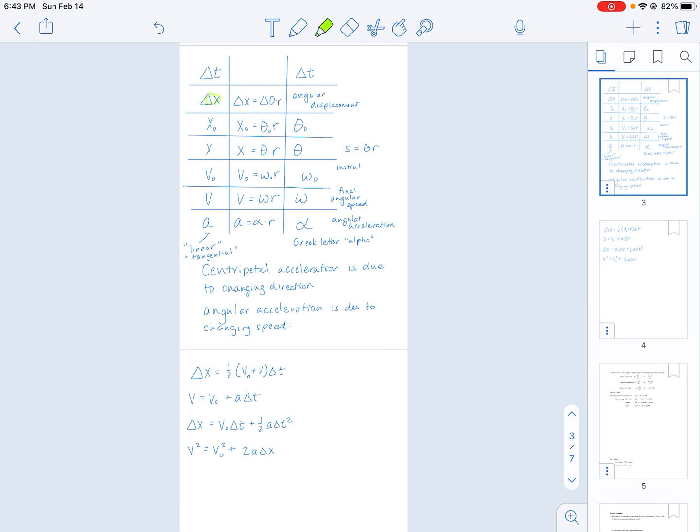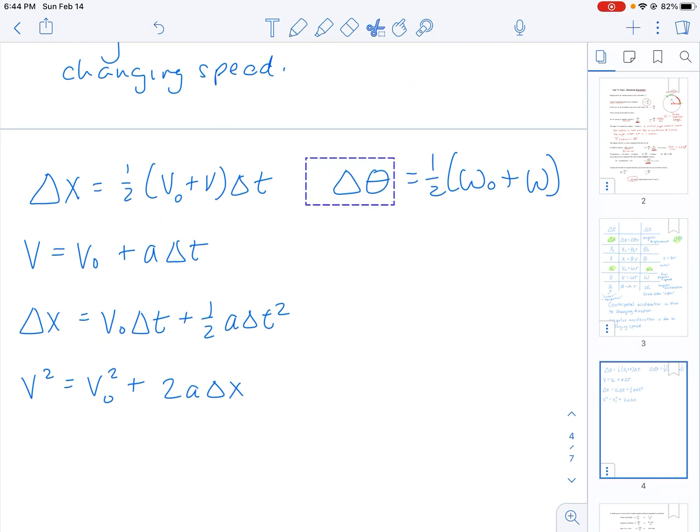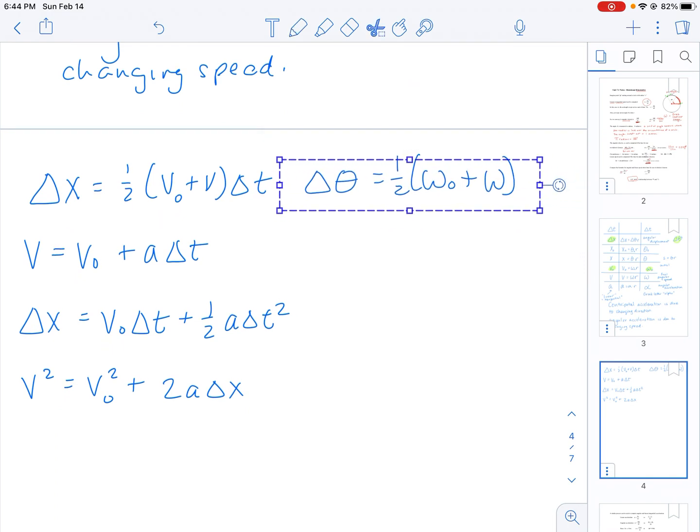So for example, instead of delta x in the first equation, I would plug in angular displacement, which is delta theta. So instead of writing delta x, I would write delta theta equals 1/2. And then instead of writing v naught, I'm going to write omega naught, and then plus omega, and then times delta t. So let me continue that process down here. That's what I would be looking at.